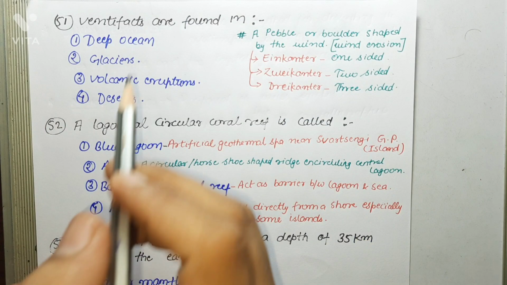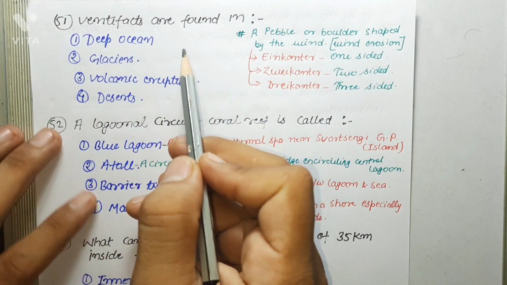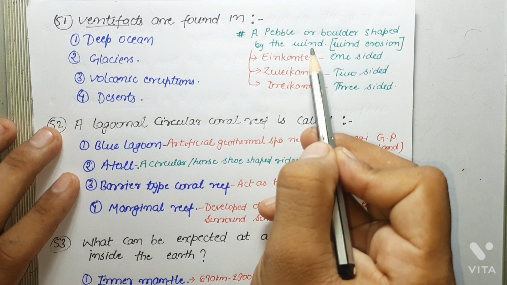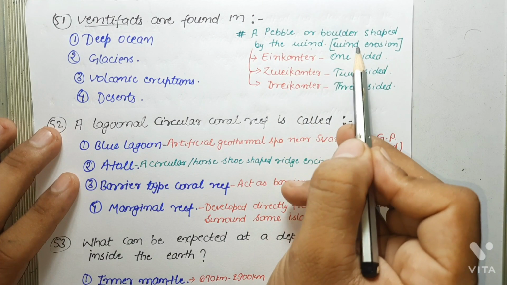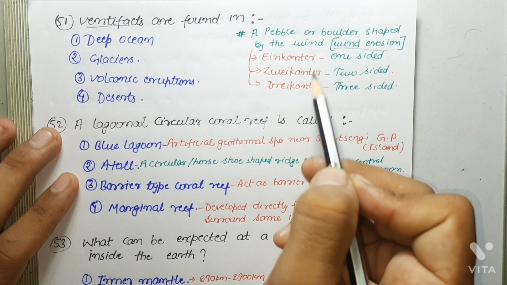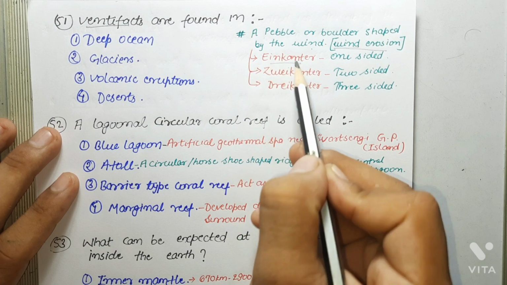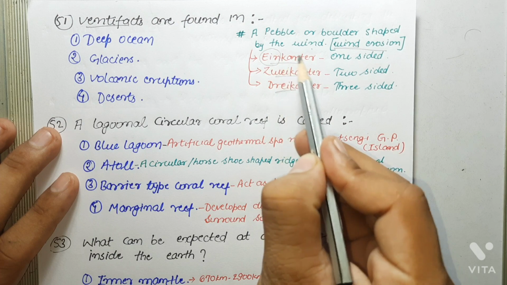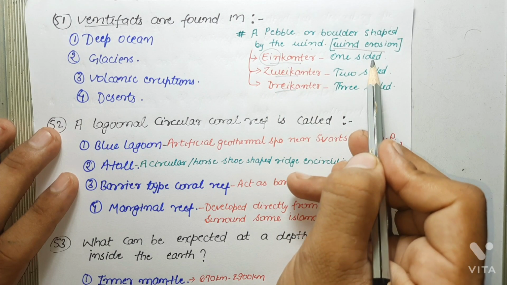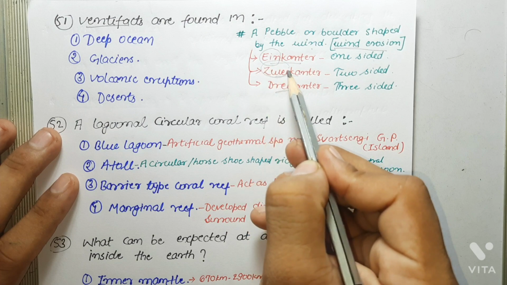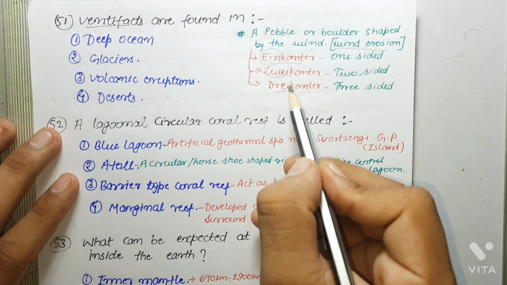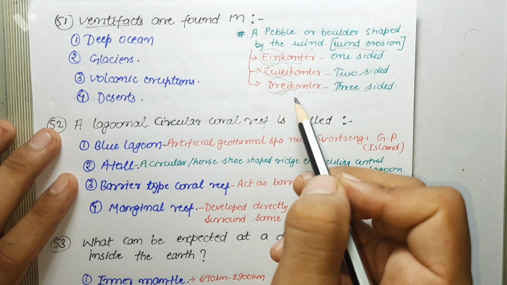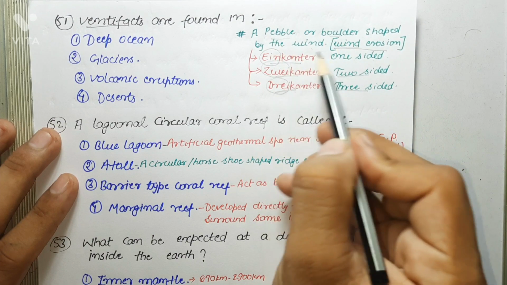Okay, so next question is, ventifacts are found in. Now what are ventifacts? Ventifacts are pebbles or boulders shaped by the wind. You can say these are formed by wind erosion, and these are basically of three types: Ein-kanter, Zwei-kanter and Drei-kanter. Ein-kanter, as the name suggests, ein means one, that is, these are one-sided ventifacts. Zwei-kanter, zwei means two, that is, these are two-sided ventifacts, and Drei-kanter, drei means three, that is, these are three-sided ventifacts. Okay, now basically these are pebbles or boulders and there is action of wind.